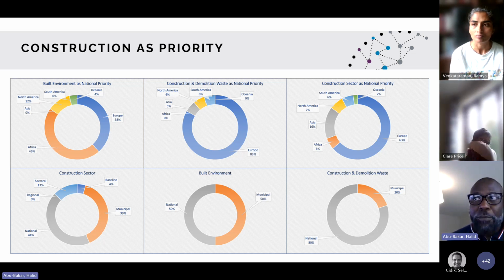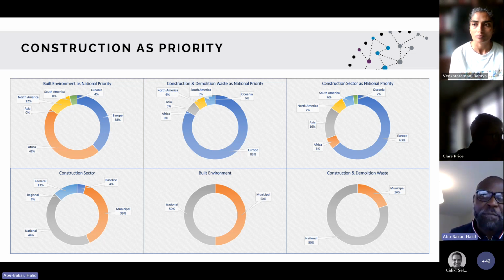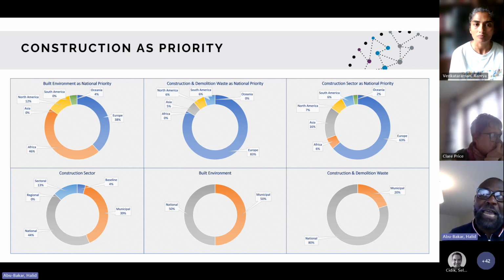Construction sector as national priority, again, 63% of all roadmaps, or 63% of all of these, this as a national priority actually sort of dwells within the European roadmaps compared with the rest of the world.